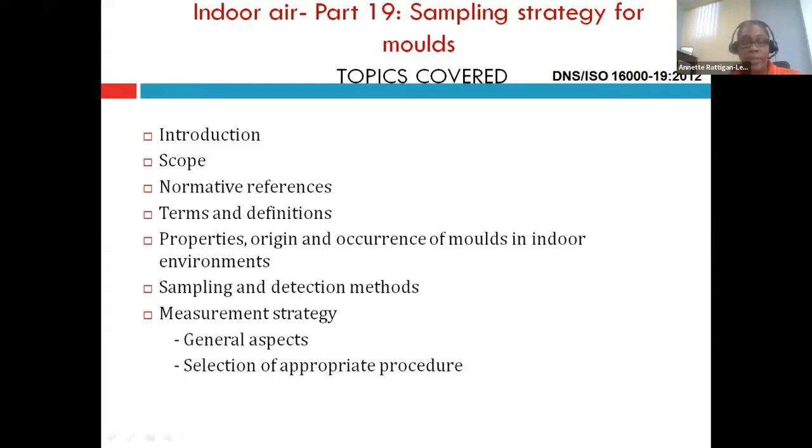For the avoidance of doubt, to avoid any misinterpretation, there is a detailed section in terms of the various terms and definitions that apply to the use of these standards. In terms of the properties, origin and occurrence of moulds in indoor environments, this points us to the possible causes of moulds, the dispersion factors, among other issues that we need to be cognizant of when we are developing our sampling strategy for moulds.